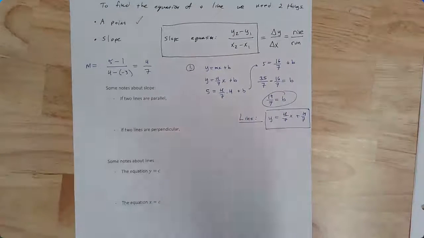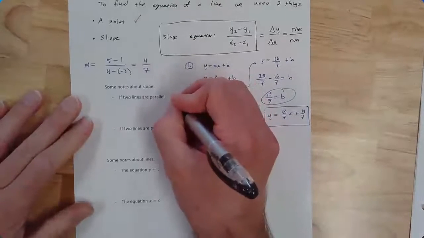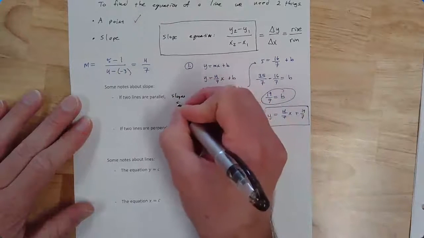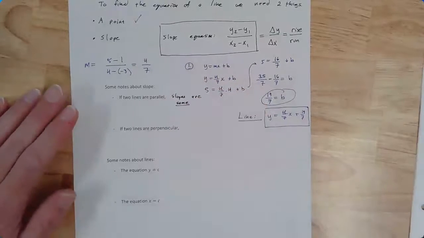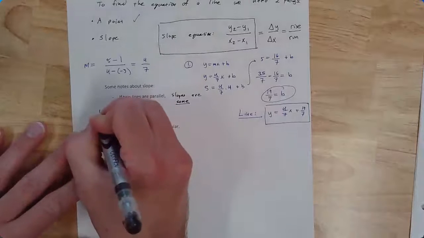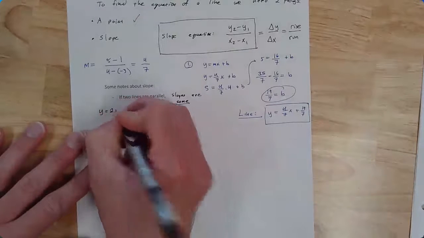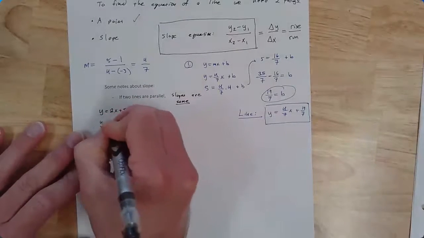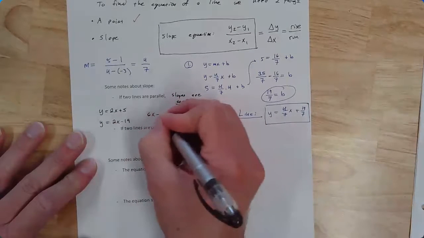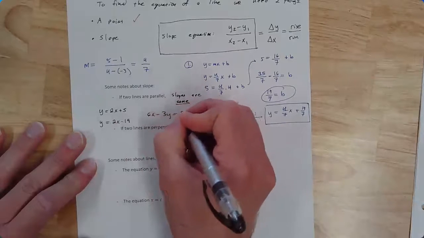If 2 lines are parallel, what's true? Slopes are the same. Yes, slopes are the same. I'm running out of room. Here are 3 examples of lines that all have the same slope. y equals 2x plus 5. y equals 2x minus 19. And 6x minus 3y equals 8.